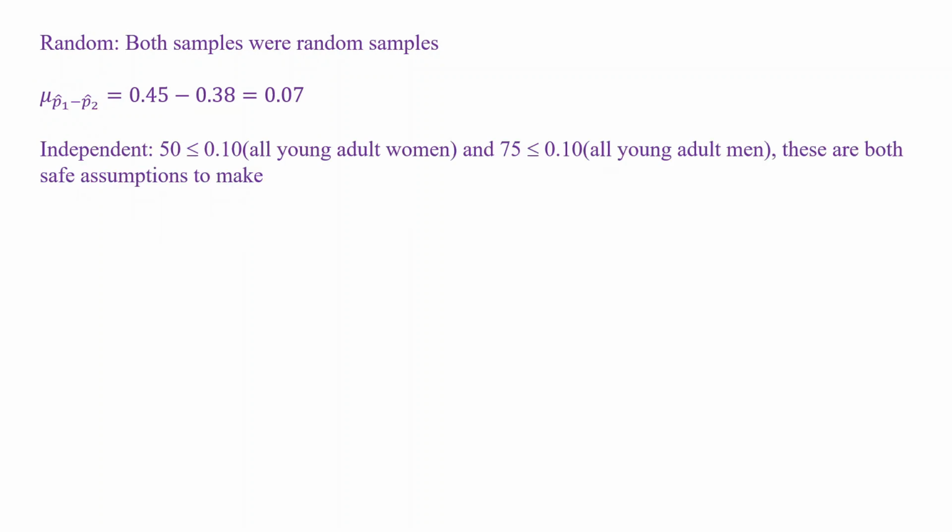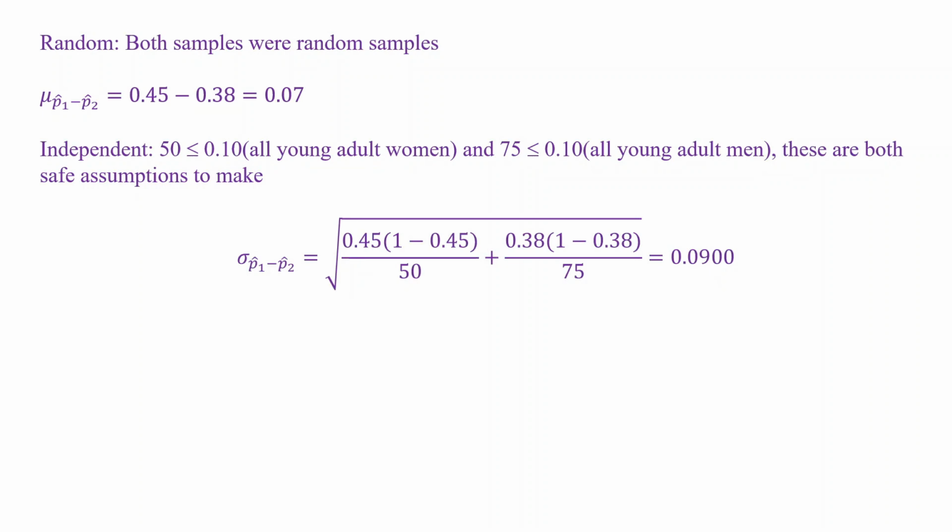Next, we check independent. Okay, and we have to check the 10% condition because we are randomly sampling. We have to check it for both groups. So 50 was our group for women, and 75 was our group for men. And we want to check to make sure both of those are less than 10% of the entire population that they represent. And it's a safe assumption to make, right? There's millions of young adult women and young adult men. So since this is a safe assumption, we can calculate our standard deviation.